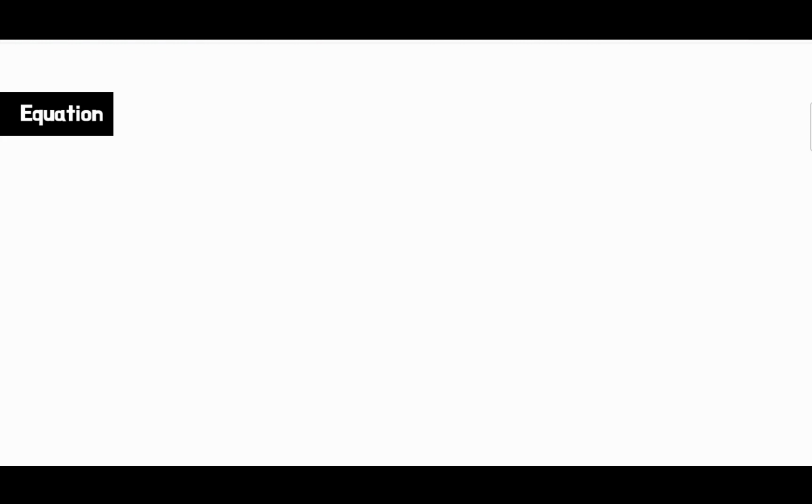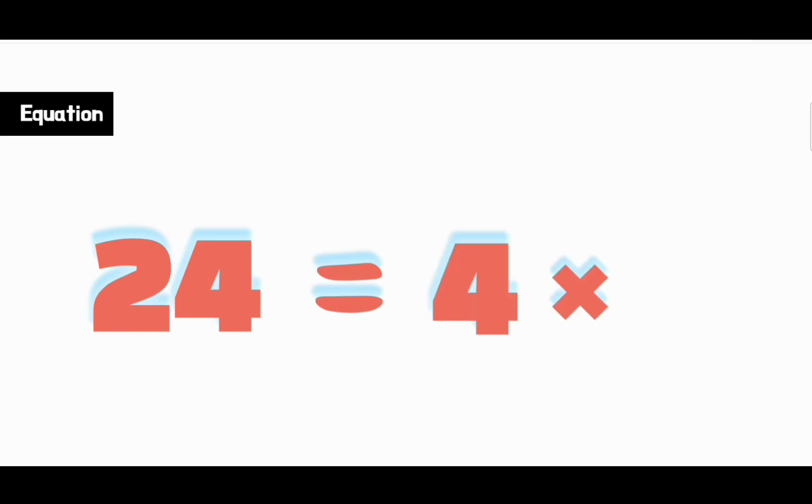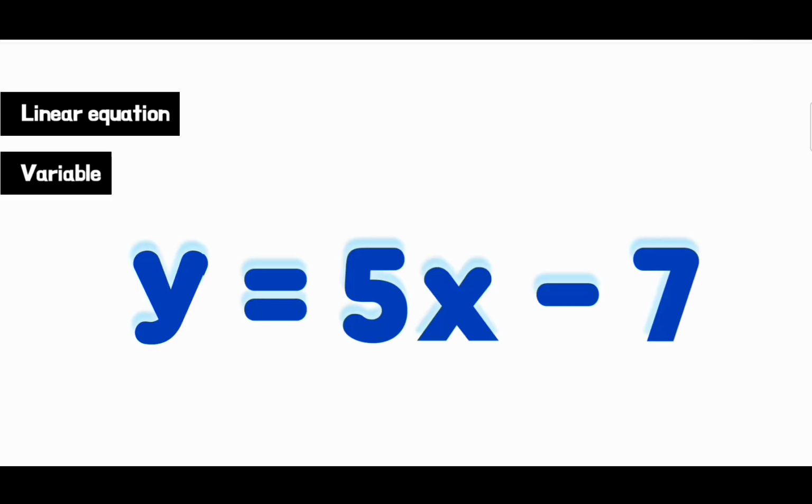Well, an equation is a comparison of two sets of numbers with an equal sign, like 24 equals 4 times 6. A linear equation is sort of like that, only we don't know all of the numbers. We use placeholders called variables to represent these unknown amounts. Any letter you see inside an equation is a variable. X and Y are used a lot, but you can really use any letter you want.